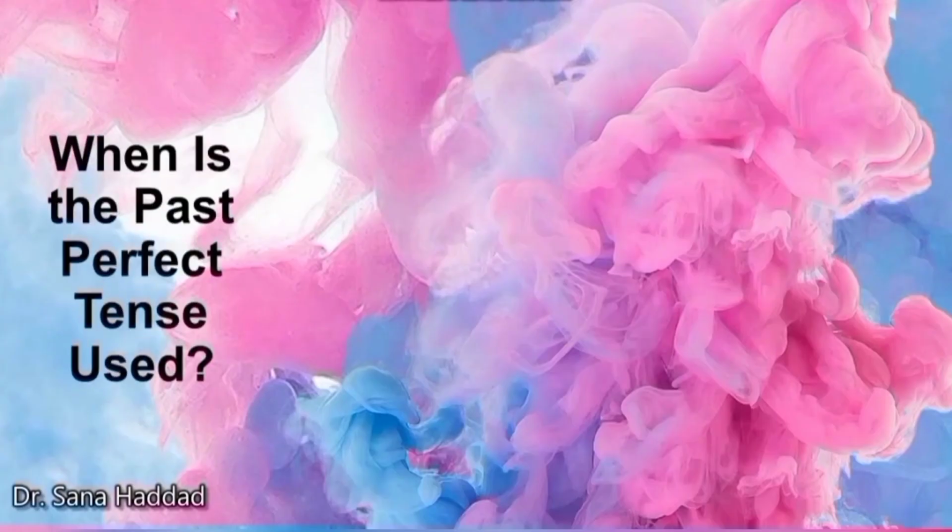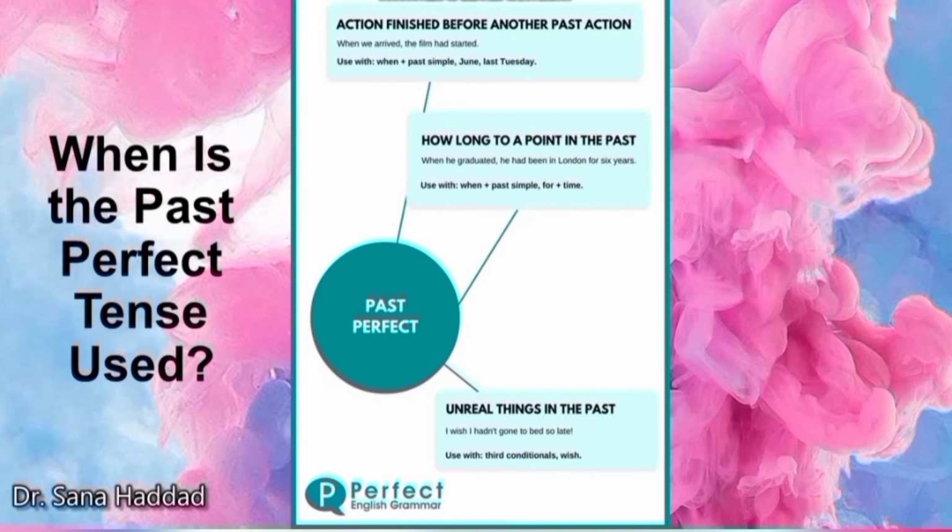When is the past perfect tense used? The past perfect tense is used in 3 situations. First, an action finished before another past action. When we arrived, the film had started. This means that the film started and then we arrived. So the film started first and we arrived second. We can use it with when plus past simple, June, and last Tuesday.